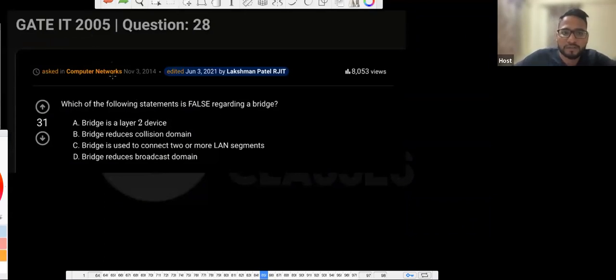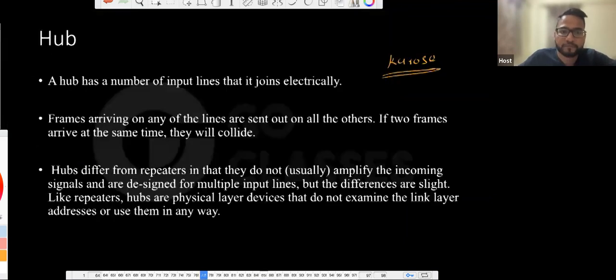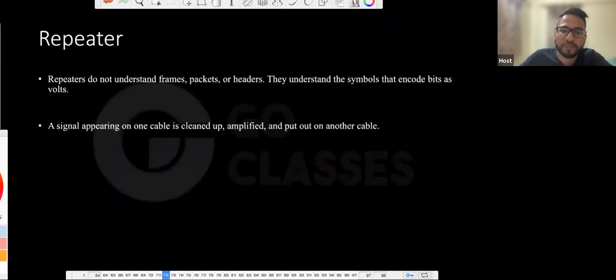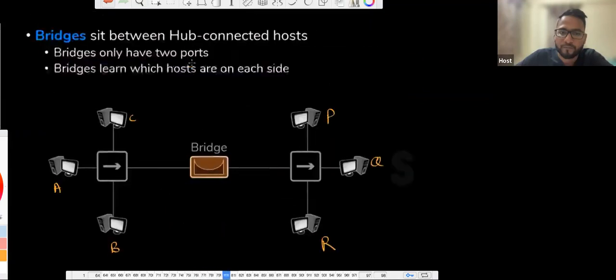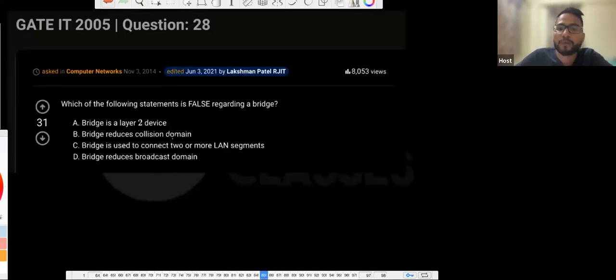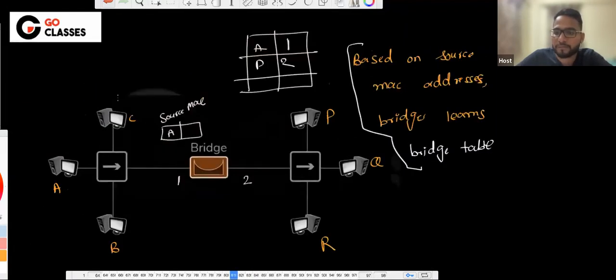In GATE 2005 they asked this question: which of the following statements is false regarding a bridge? Bridge is a layer 2 device. Yes, it is a layer 2 device, which means it basically operates at the data link layer. It is a layer 2 device, bridge or switch. Bridge reduces the collision domain. Tell me, is it reducing the collision domain? Does a bridge reduce the collision domain?